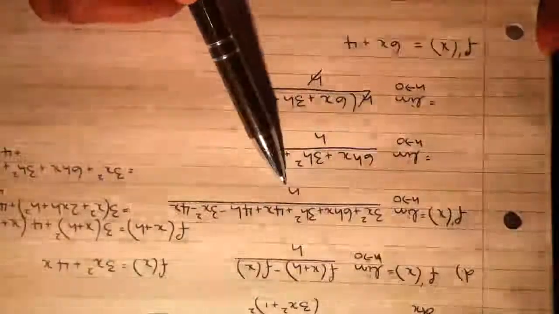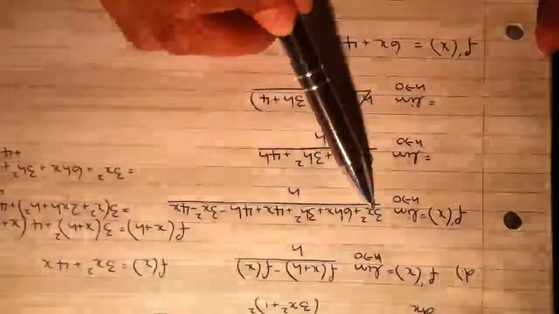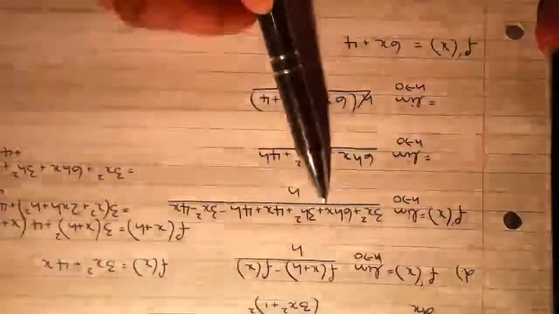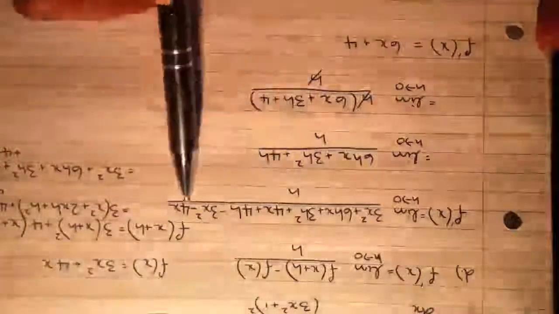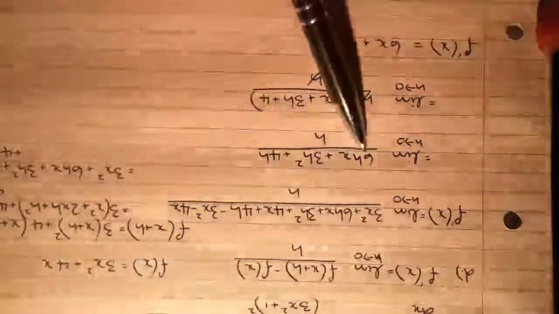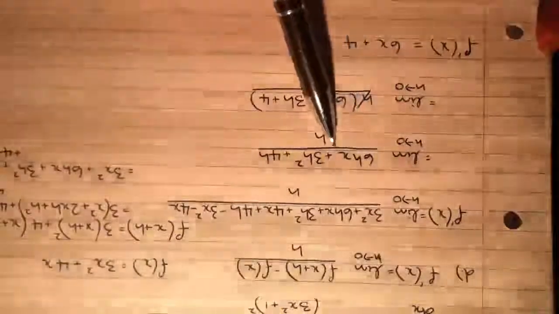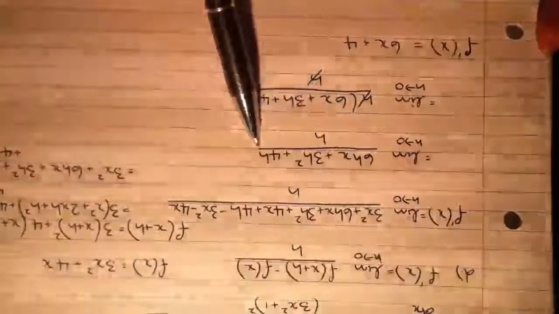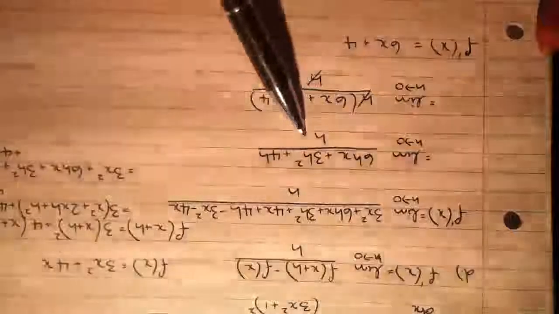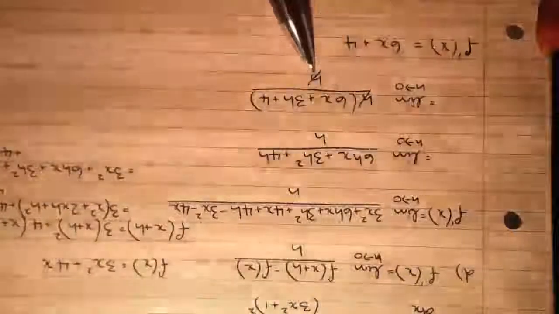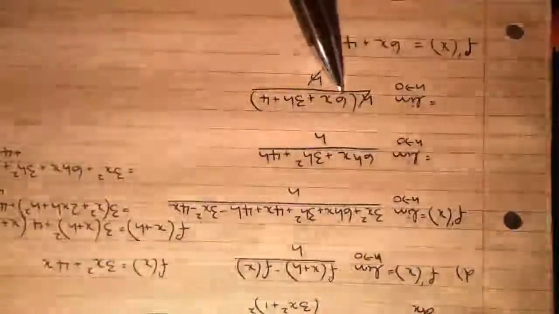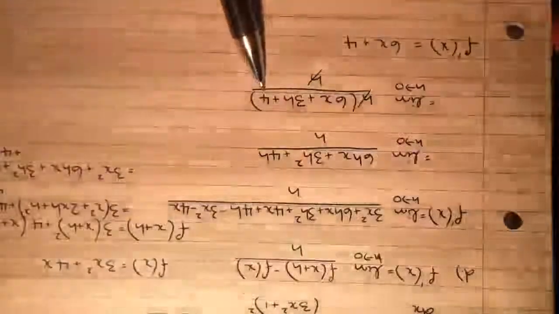still obviously over h, and then tidying up, we've got 3x squared minus 3x squared, we've got a 4x minus 4x, so we're just left with 6hx plus 3h squared plus 4h all over h. So factorising out h and cancelling that, you're left with 6x plus 3h plus 4.